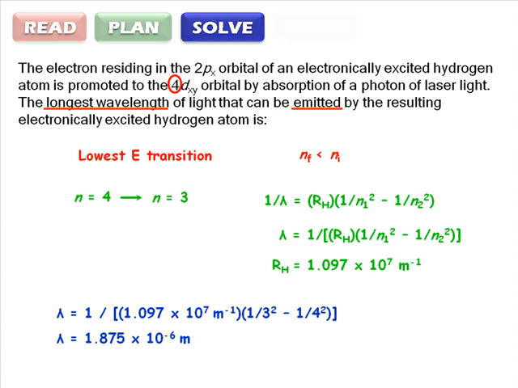Finally, check your work. Have you included the right number of significant figures? Does your answer seem reasonable? The wavelength we calculated falls in the infrared region of the light spectrum. Infrared radiation is of lower energy than visible light, so that's a reasonable answer.